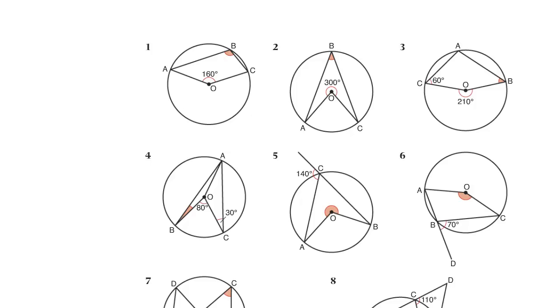Let's solve some circle problems. The first problems will be regarding the chord propositions. So question number 1. We have to find this angle that is colored over here at B.